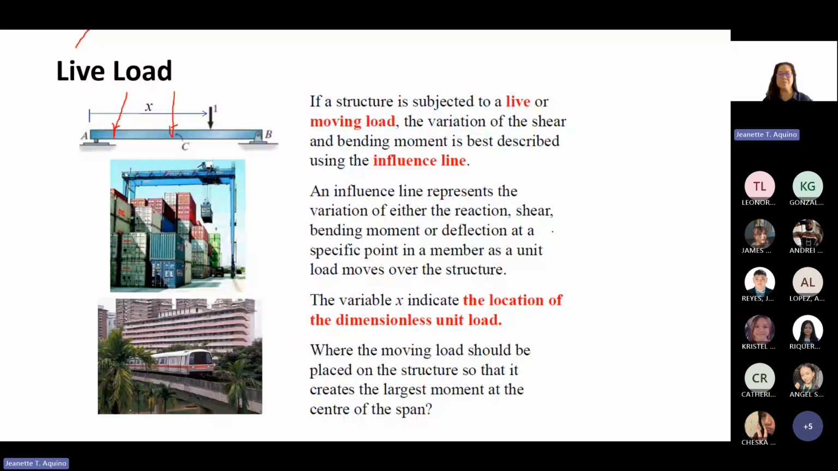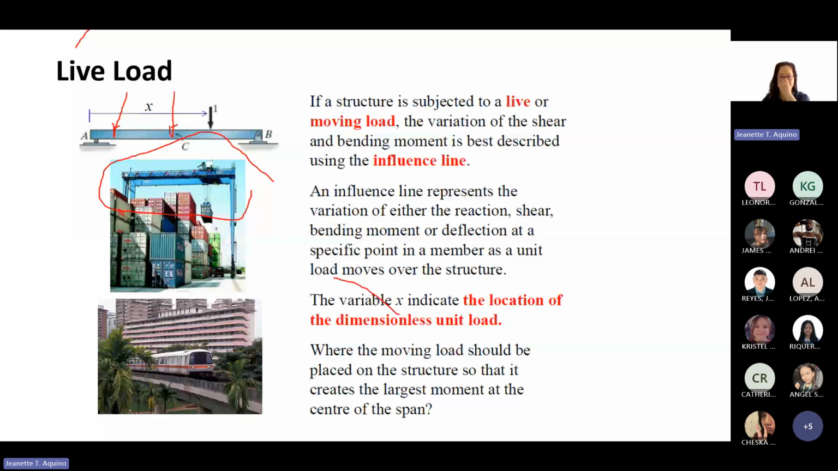So what are these structures? Sometimes you will have a crane. When you want to analyze a crane like this one, the load is moving, right? You also have a moving door and the MRT. Or even a bridge, right? With bridge design, you will have a moving load.